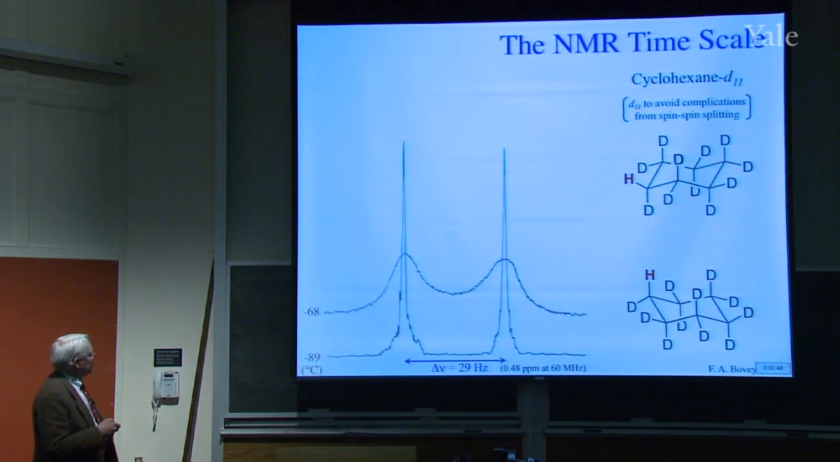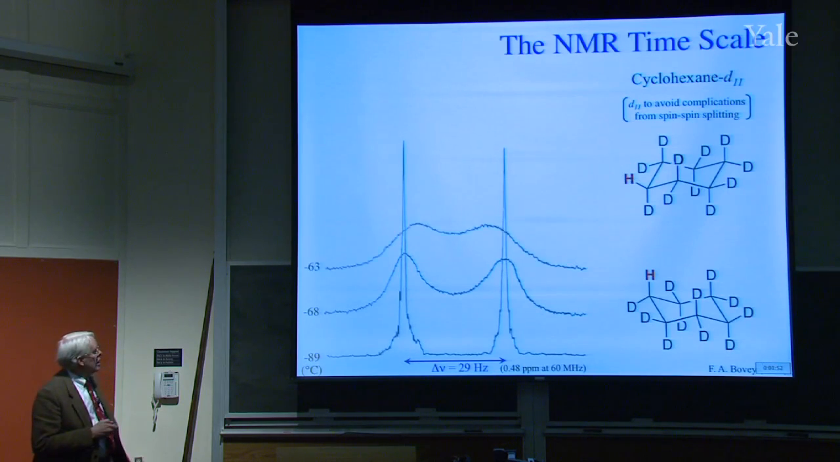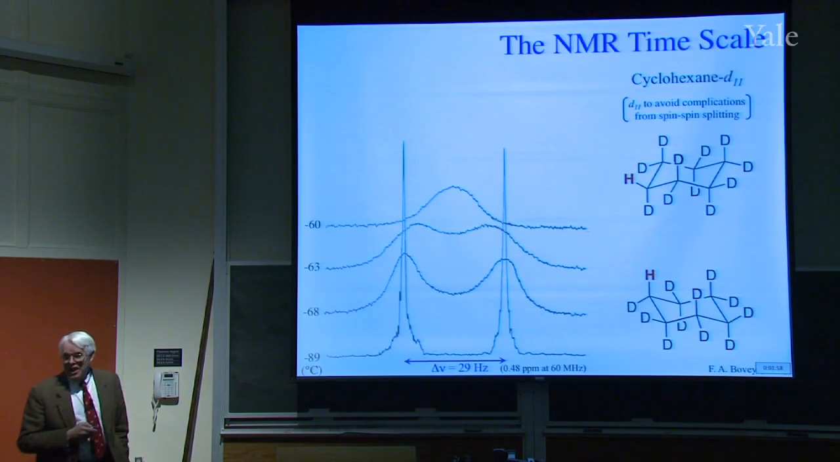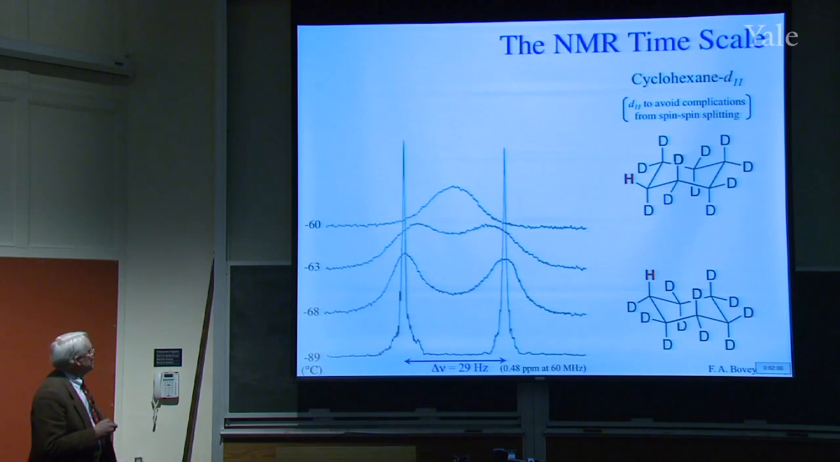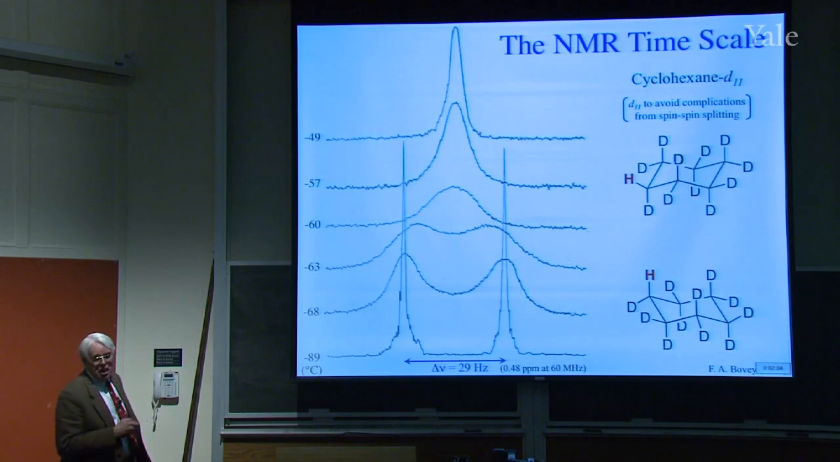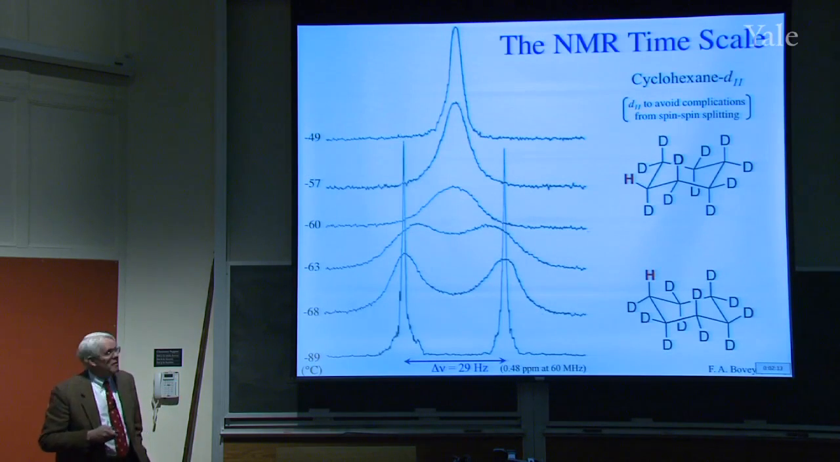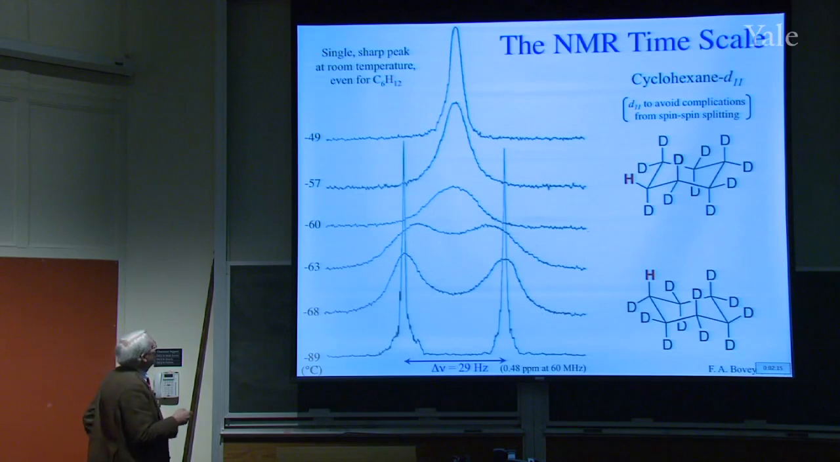Okay, now we go from minus 89 to minus 68. The peaks get broad. To minus 63, broader still and moving in. At minus 60, they coalesce and become a single peak. At minus 57, it starts sharpening up and sharpened up still more at minus 49. And what do you think it looks like at room temperature? A single really sharp peak, as sharp as these, or sharper. So it's a single sharp peak up there.